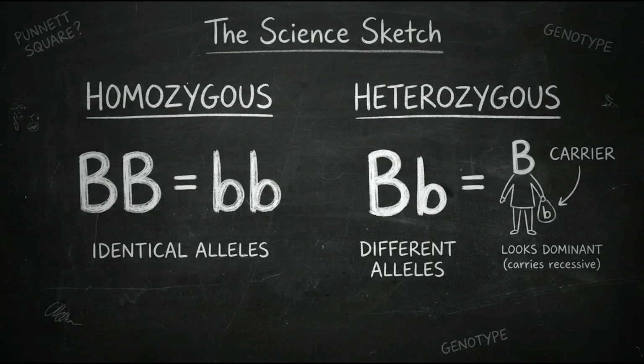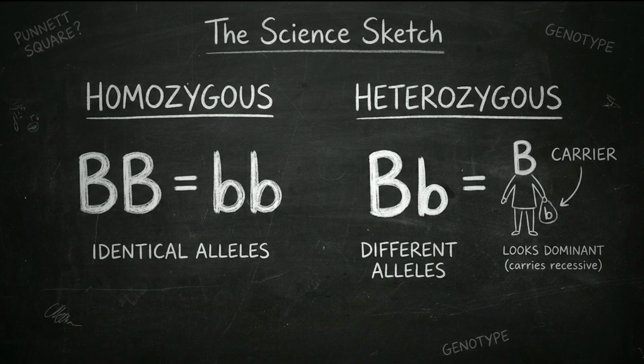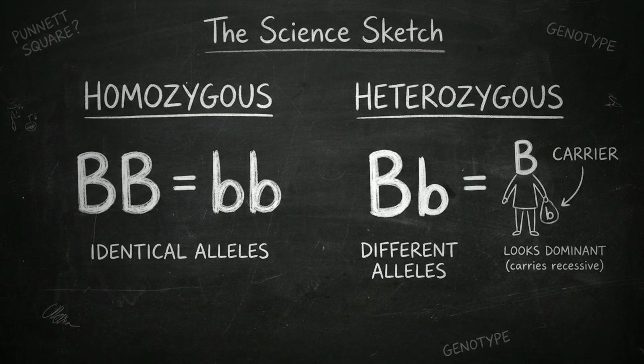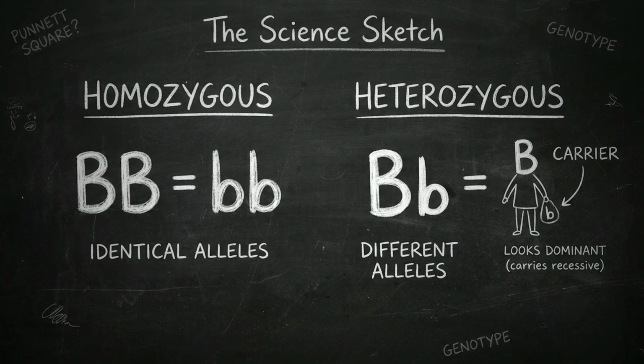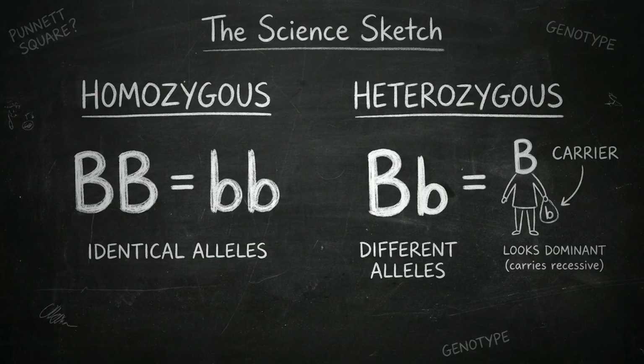Words 7 and 8. Homozygous and heterozygous. If both your alleles for a gene are identical, BB or bb, you are homozygous for that gene. If your two alleles are different versions, Bb, you are heterozygous.